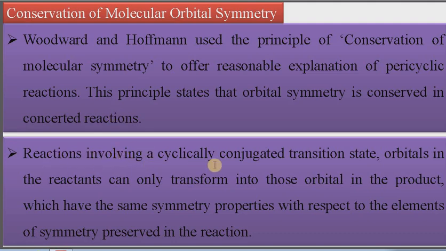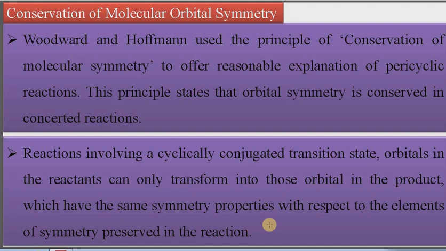In reactions involving a cyclic conjugated transition state, orbitals in the reactant can only transform into those orbitals in the product which have the same symmetry properties with respect to the elements of symmetry preserved in the reaction. Suppose a C2 axis of symmetry is preserved in the reaction.